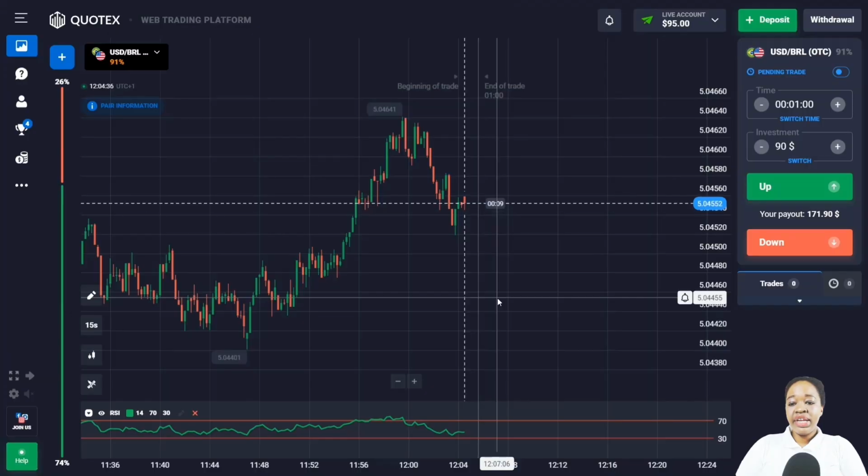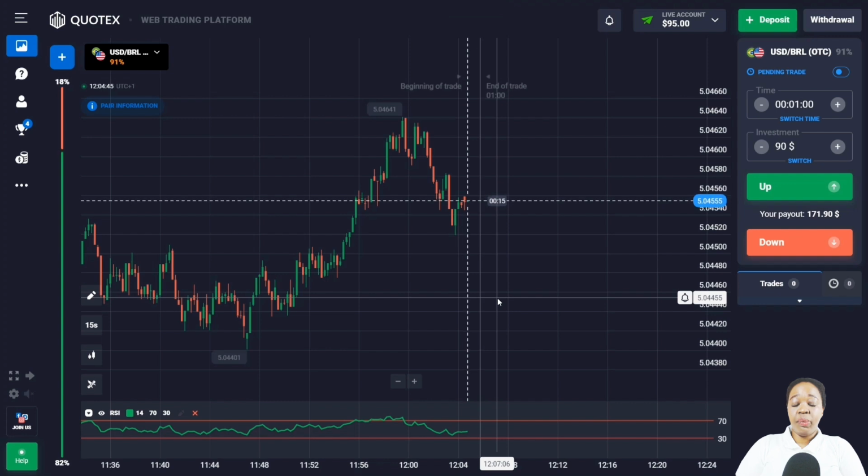So let me show you how to activate this indicator and to use it together with technical analysis. I've already enabled the indicator and you can see it below the charts. All the settings are on default. I want to remind you how this indicator works and what signals open a trade.